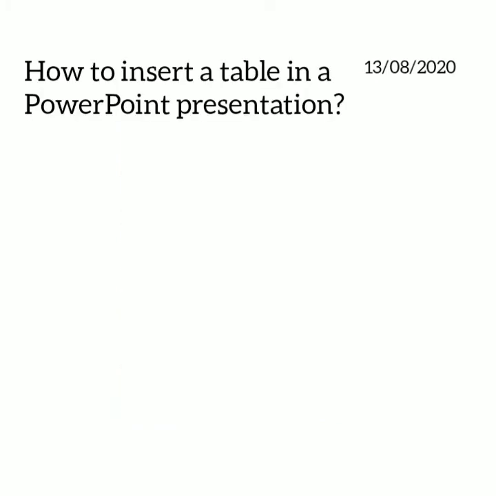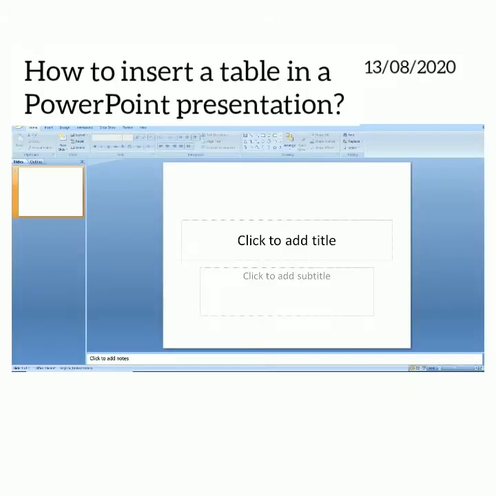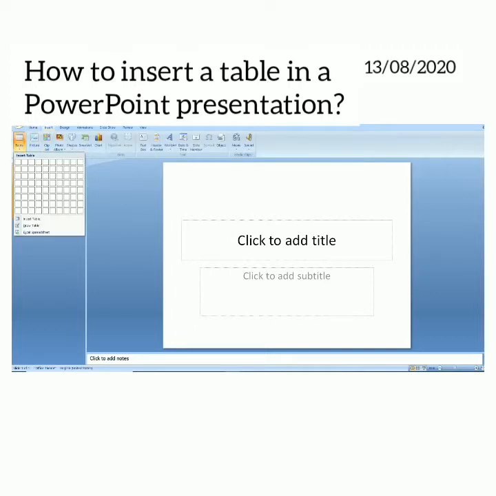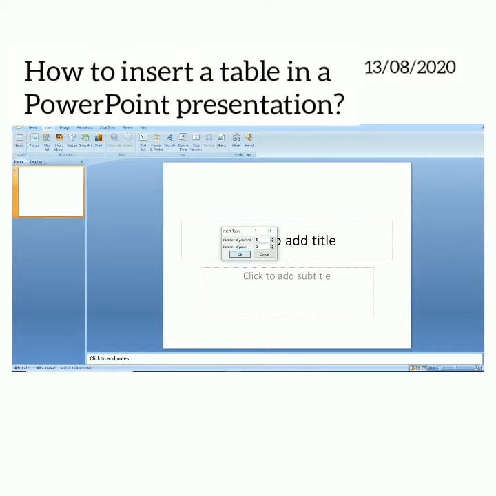Before we start the session, let's do a quick recap of what we did in the last class. We learned how to insert a table, isn't it? So what is the method to insert a table? Let me show you one more time. We go to the Insert tab, then click on Tables, and click on Insert Table, and the Insert Table dialog box appears. Just choose the number of columns and number of rows and press the OK button.